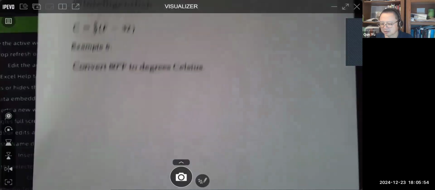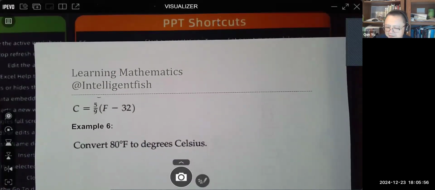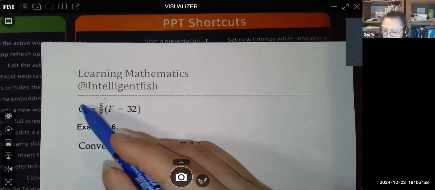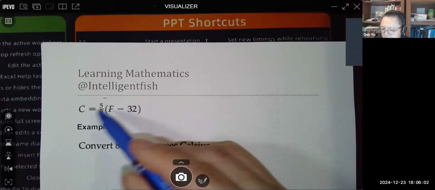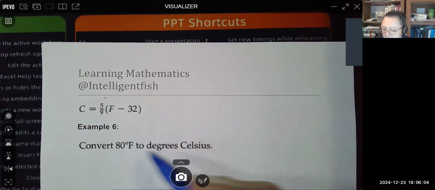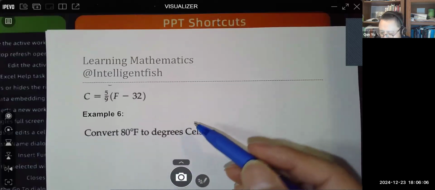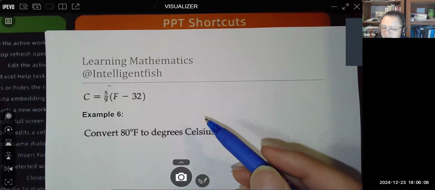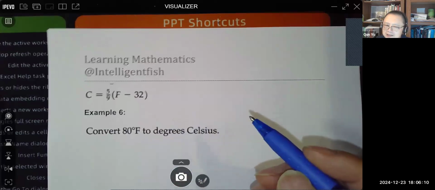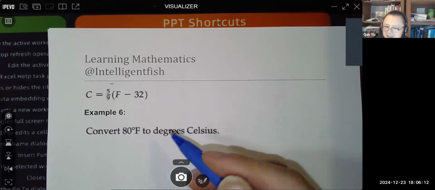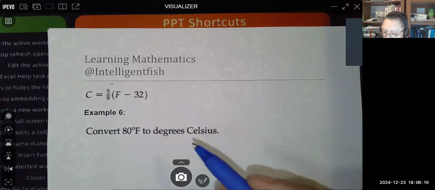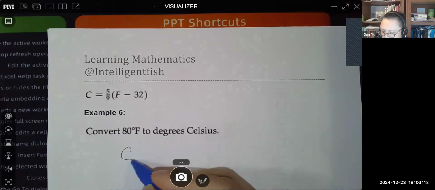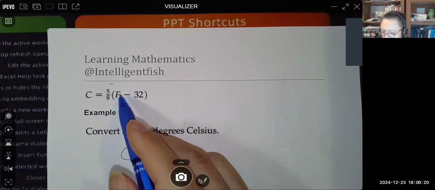And let's look at the next page. See, there's another formula with C on the left-hand side. If you are given Fahrenheit, we can convert it to Celsius. Now let's look at this 80 degrees, like summertime, right? To say what is the equivalent. By the way, Canada is using the Celsius system. So now all we need is to replace this F in this formula.